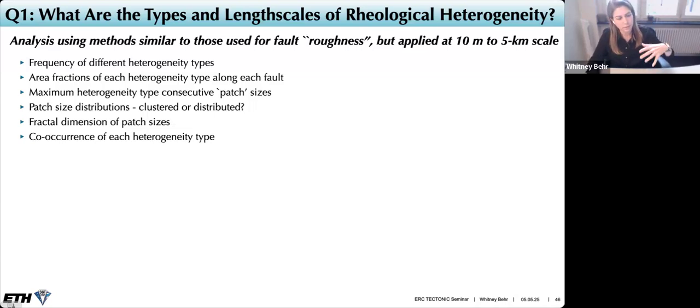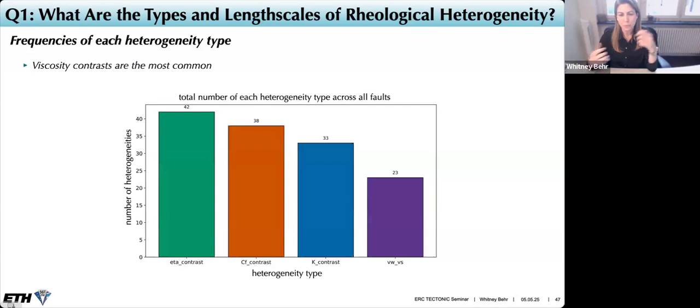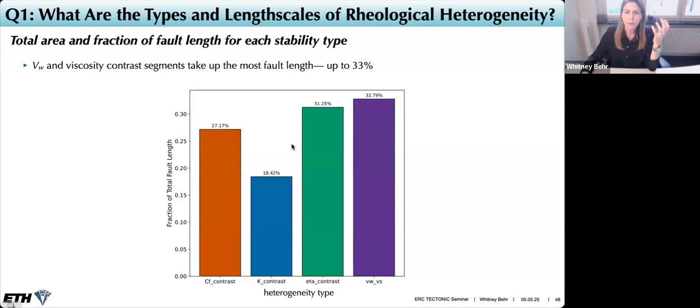And we're doing all of this. We have plots for all of this, but I won't show each of them, just some of the key ones in the interest of time. For example, here's a histogram of the total number of these heterogeneities on all of the faults. You can see that viscosity contrasts and friction contrasts are the most abundant, just in terms of raw numbers. But if we plot them as a function of total fault length, then we see that velocity weakening patches and viscosity contrasts show up as the more prominent features. They're up to about 33% or so on average of each fault.